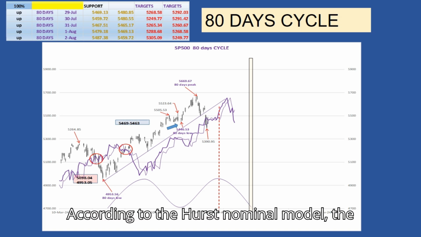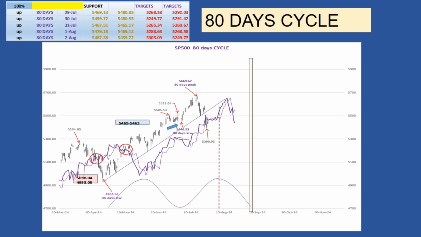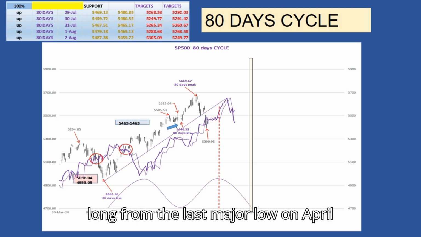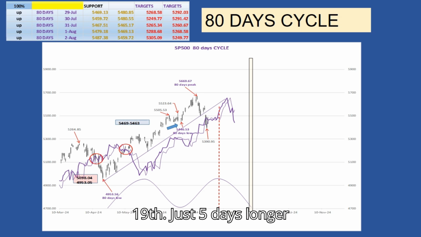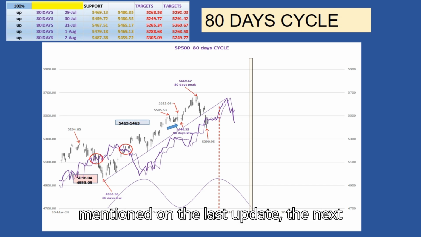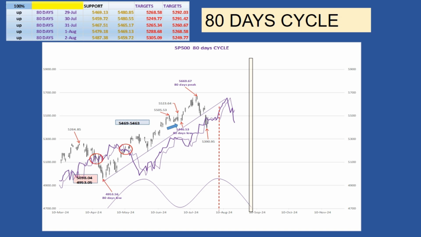According to the Hurst nominal model, the 80-day cycle is 68 days long. On July 1st, the 80-day cycle was 73 days long from the last major low on April 19th, just 5 days longer than the nominal model. Also mentioned in the last update, the next 80-day low is expected on September 8th.